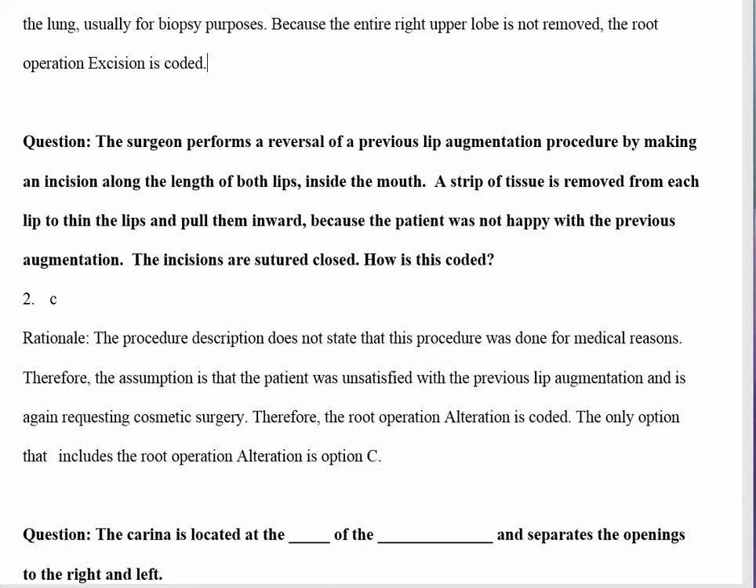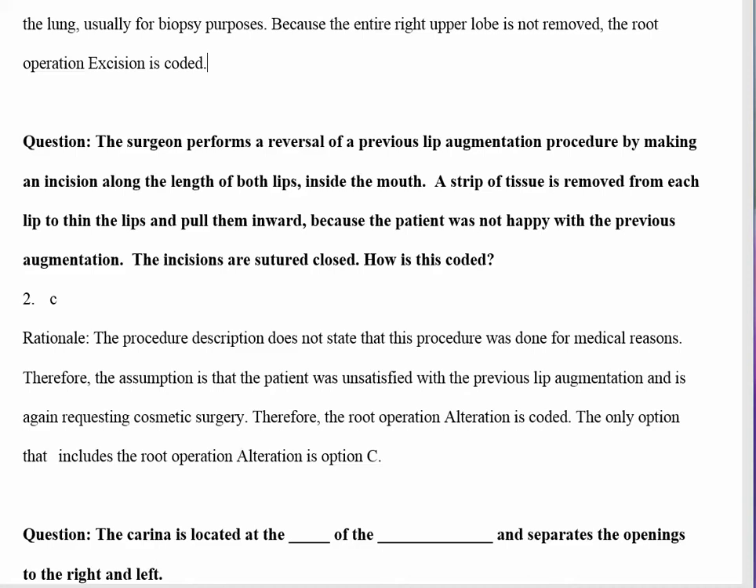Alteration is defined as modifying the anatomical structure of a body part without affecting the function. And in your AHIMA codebook, it says explanation, principal purpose is to improve appearance. Includes and examples are a facelift and a breast augmentation. So, alteration is our root operation.